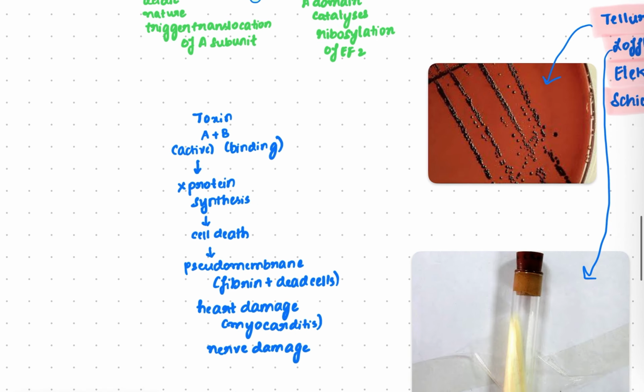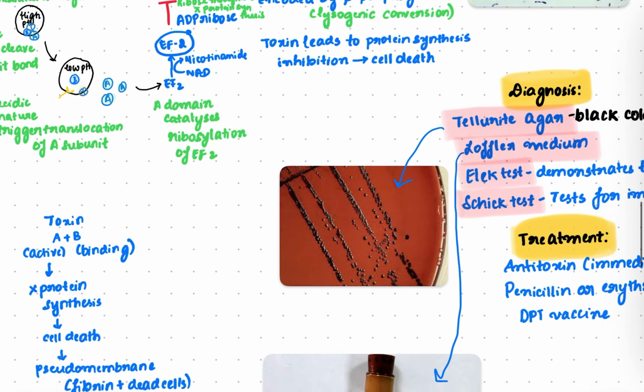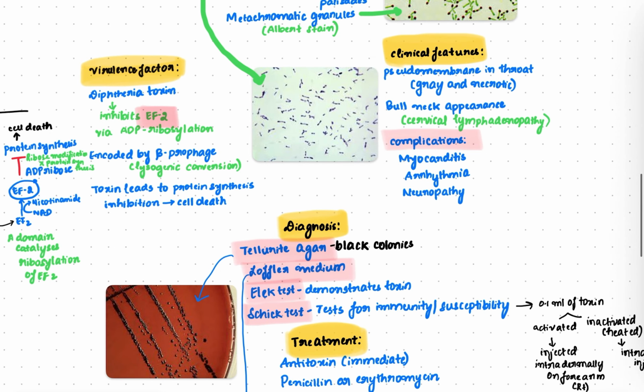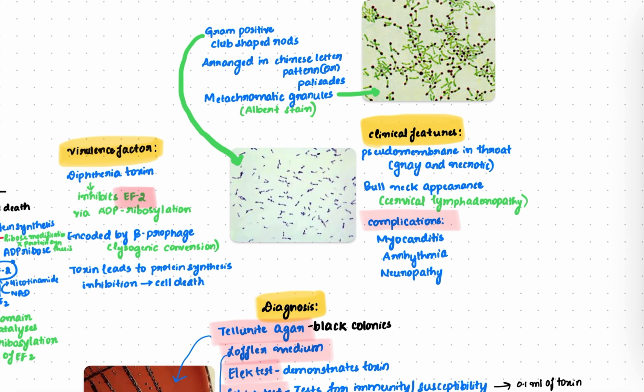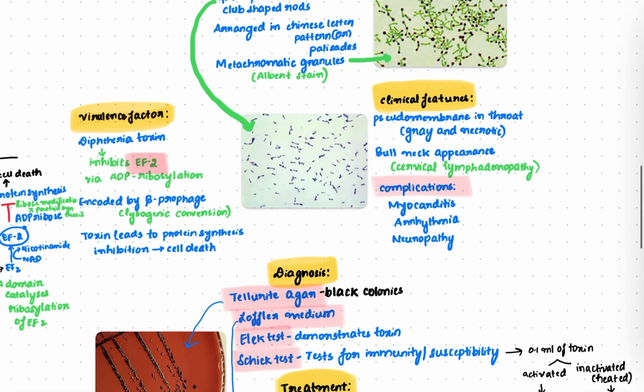The A part will inhibit protein synthesis, causing cell death, and this causes various clinical features that we will see in the disease, that is pseudomembrane formation. Pseudomembrane is nothing but fibrin with dead cells, and heart damage which causes myocarditis, and nerve damage causing neuropathies. Coming to the clinical features, there is pseudomembrane formation in the throat, which is grey and necrotic, nothing but fibrin with dead cells, and there will be cervical lymphadenopathy causing a bull neck appearance, and the complications include myocarditis, arrhythmias and neuropathy.